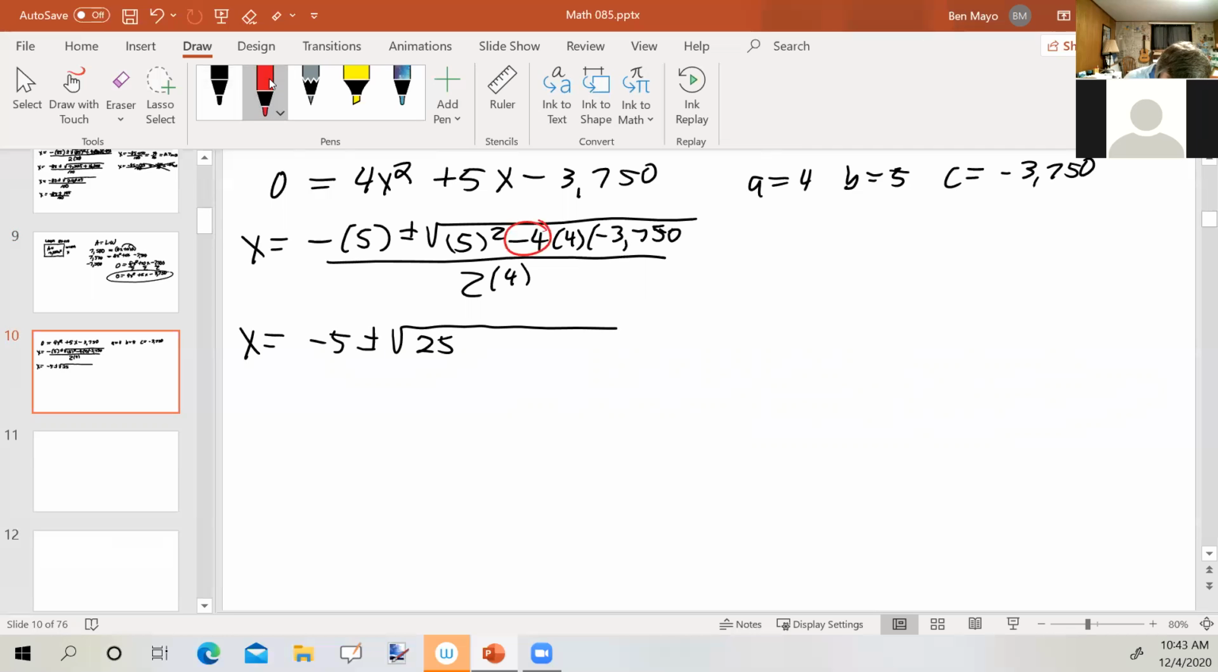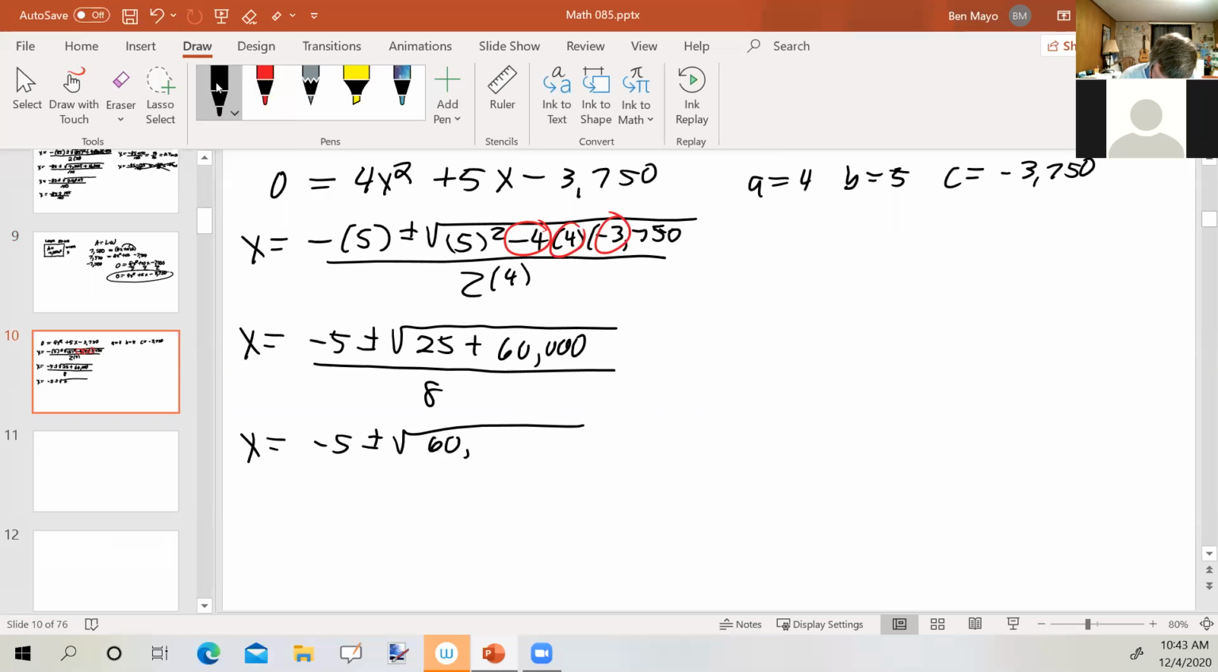Continuing to simplify, x equals negative 5 plus or minus the square root of 25. And then I've got a negative times a positive times a negative, so that's going to be plus. We've got 4 times 4 times 3,750, which is 60,000, all over 8. x equals negative 5 plus or minus the square root of 60,025, all over 8. Let's see if 60,025 is a square. It is. x equals negative 5 plus or minus 245, all over 8.